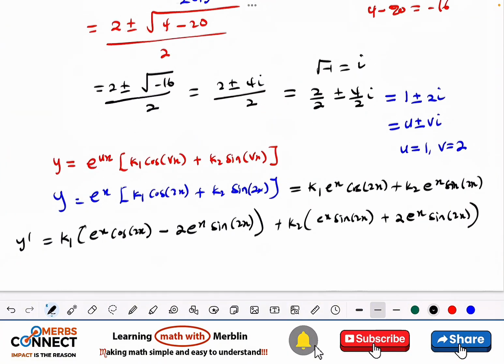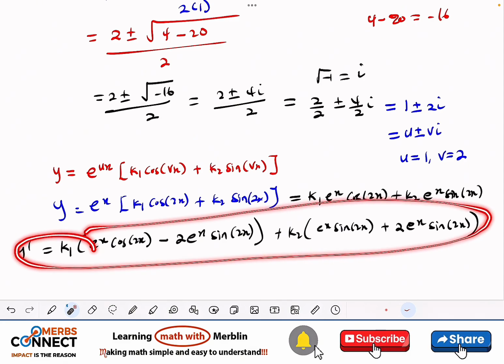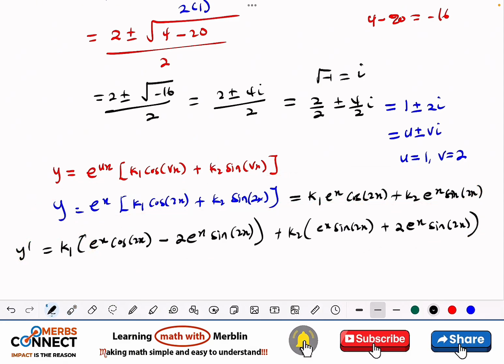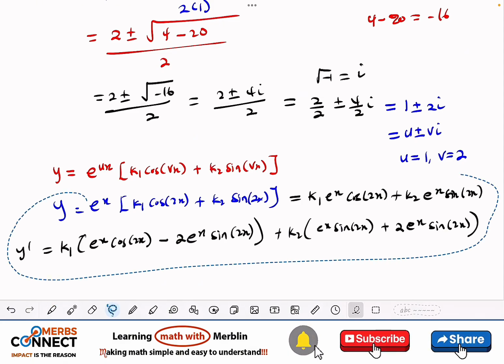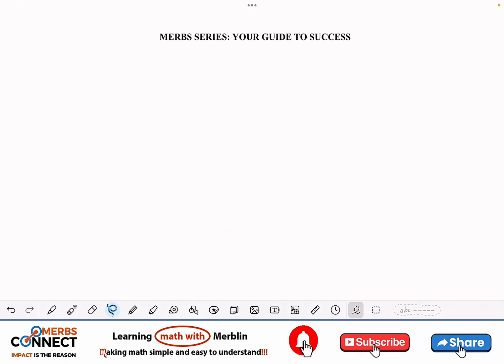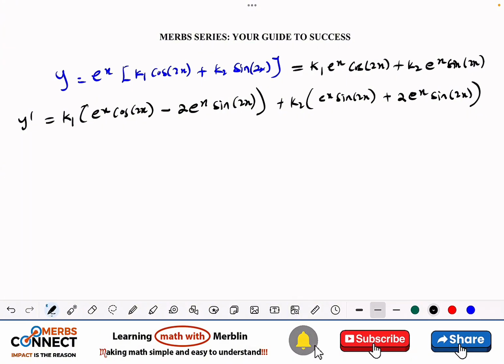Okay, I have another space at the back. So this is my y prime. This is my y, which is the general solution. So let me just copy this one to the next page so that we can use the initial condition to solve them. Good. So we have the general solution. So this is the general solution.